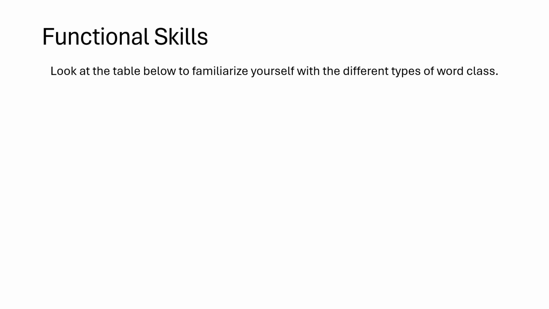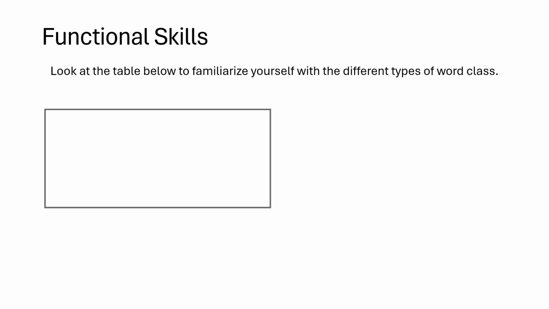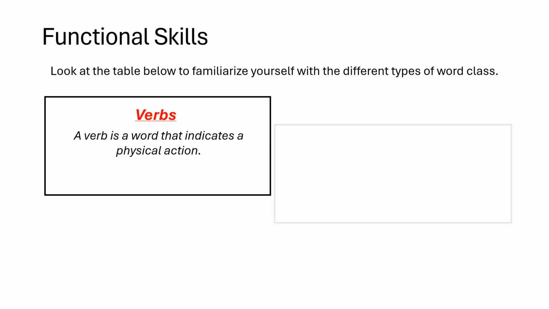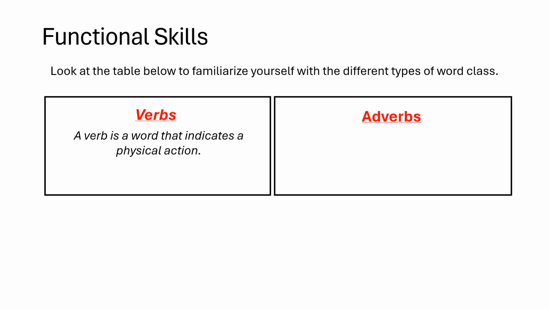Look at the table below to familiarise yourself with the different types of word class. So first of all, we have verbs. If you're not too sure still what we mean by this, here's the definition. A verb is a word that indicates a physical action. So run, walk, sleep, talk, all of these would be classed as verbs.